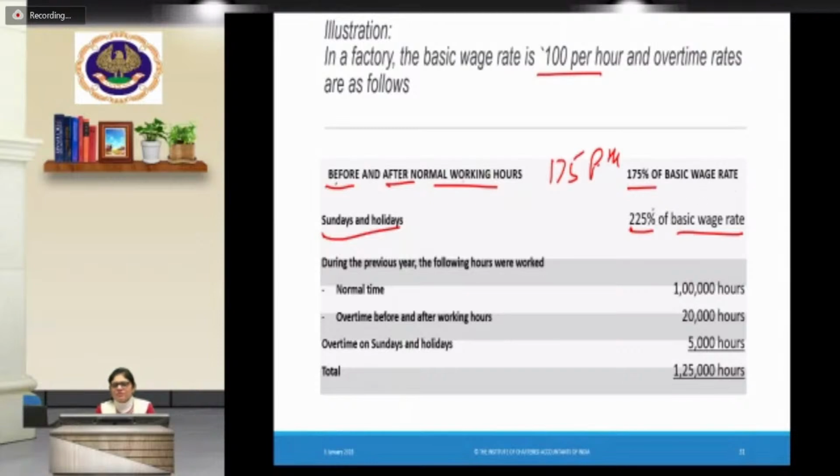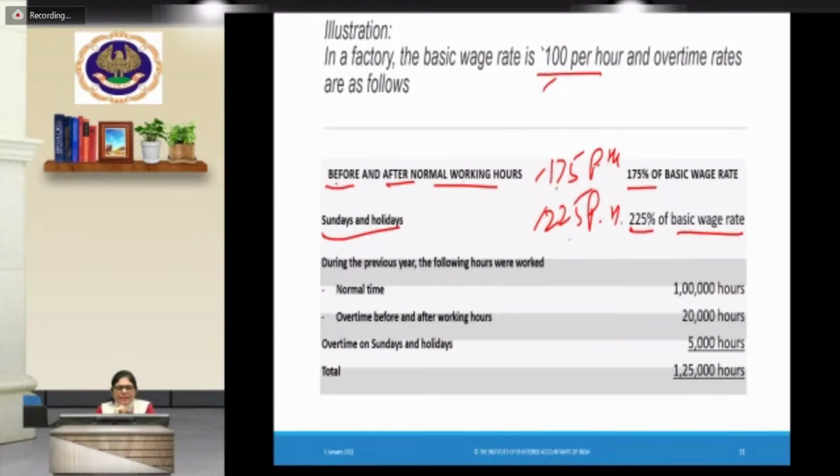So basic wage rate is 100, 225% of 100 will make it 225 per hour. All right. So 100 per hour is the basic, 175 rupees per hour before and after normal working hours, and Sundays and holidays 225 per hour. So three rates we have: one is the basic, the normal one, and two are the overtime ones.